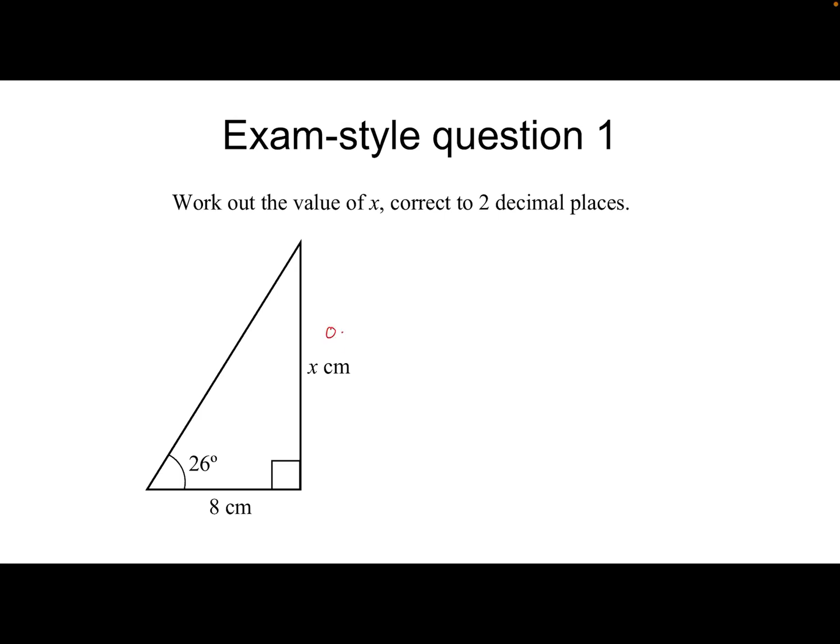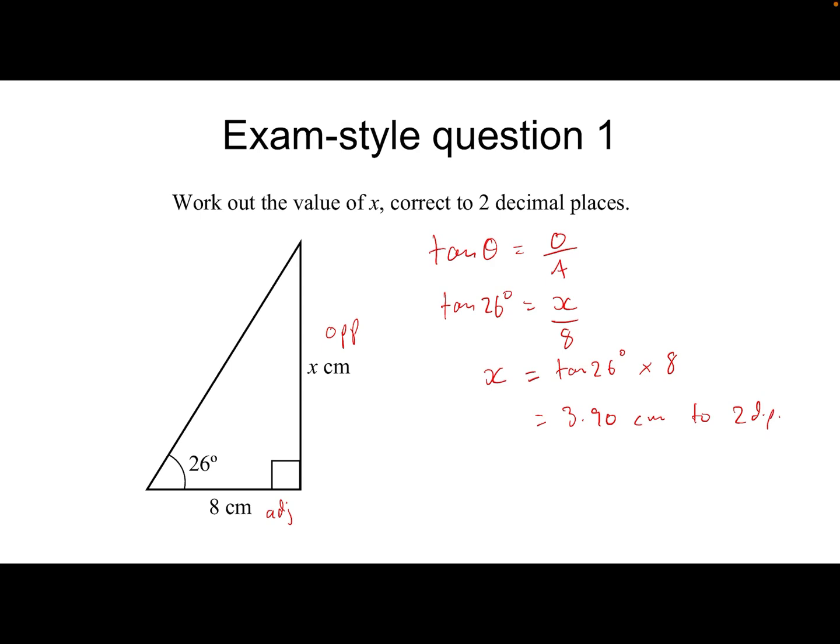Identify first that this is the opposite, this is the adjacent, and therefore it's a tan. Tan of your angle is equal to opposite over adjacent. Tan of 26 is equal to x over 8. x is equal to tan 26 degrees times 8, times by 8 on both sides of the equation. 8 times tan of 26 equals 3.90 centimetres to 2 decimal places. The question said 2 decimal places.